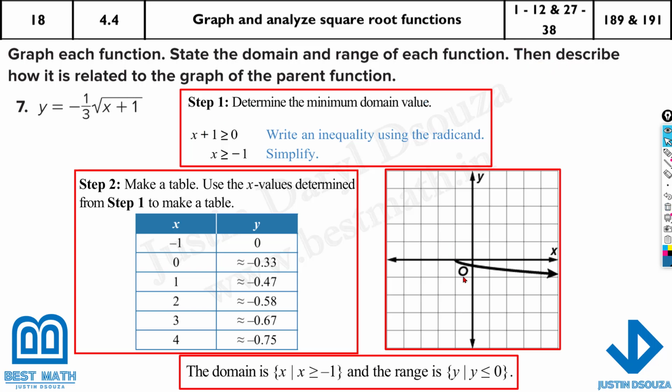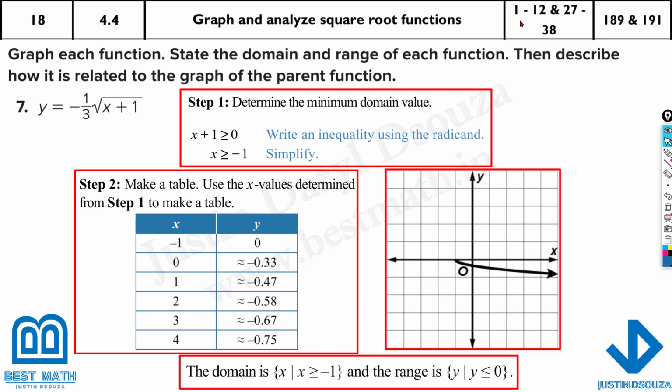How do you graph it? You can do the table, mode 7 table, or just put an x value and check. If you put x over here as 0, what will be the value? It will be some value over here, that is negative 1/3. Yes, this matches. If you put minus 1, then the entire thing will be 0.